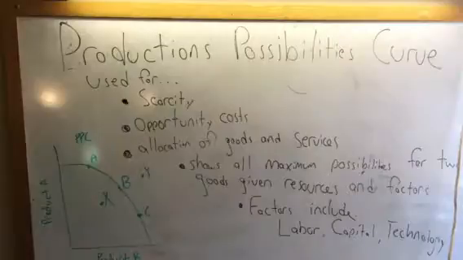The PPC curve shows all the maximum output possibilities for two goods given a set of resources and other factors. These factors include labor, capital, and technology. These factors can affect the resources available.